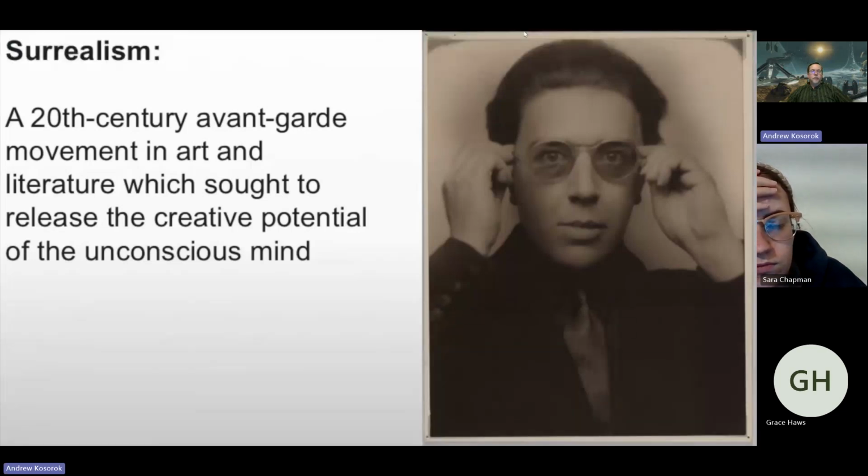Almost every other movement that we've looked at. And it incorporates art and literature, just like Dada would have art, literature, and theater. And it sought to release the creative potential of the unconscious mind. Now, that means that basically they're trying to dig into the unconscious. There's a few ways you can do this.